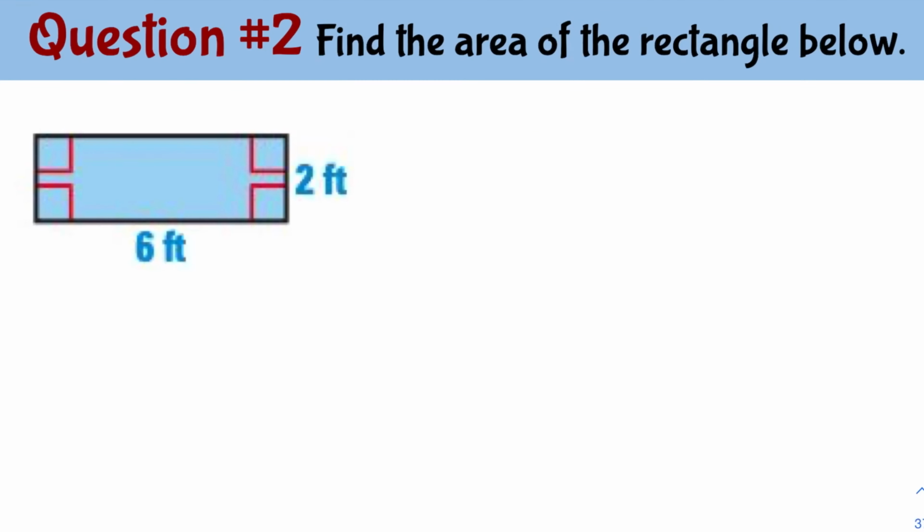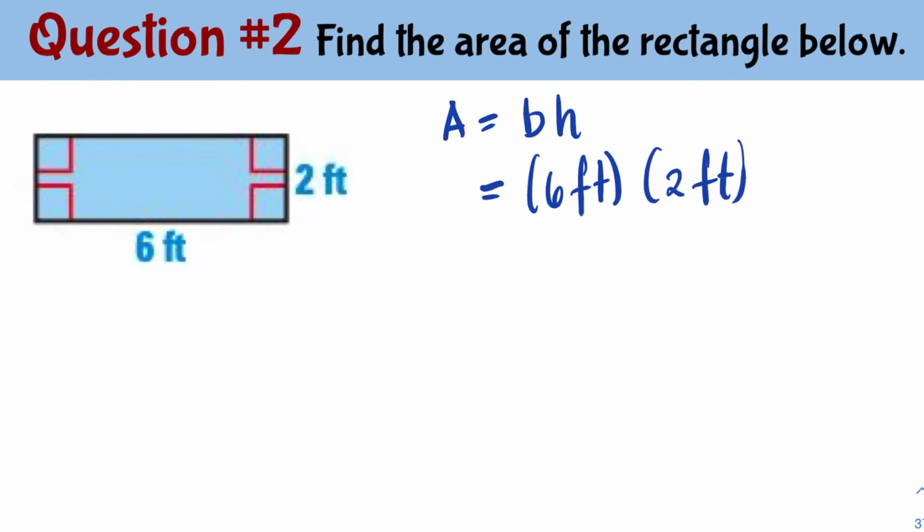Question number 2. Find the area of the rectangle below. To calculate for the area of a rectangle, we can use base times height or length times width. So the area of this rectangle can be solved by multiplying 6 feet by 2 feet. So the area is 12 feet squared.